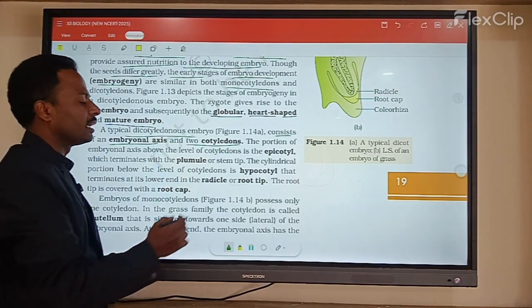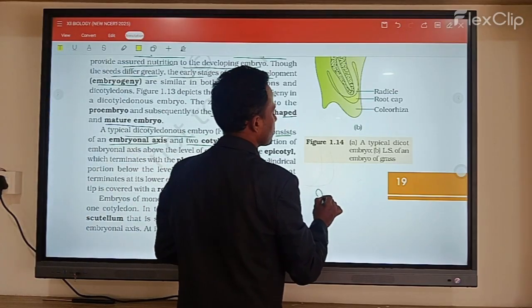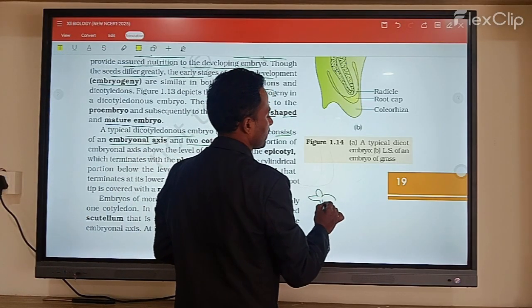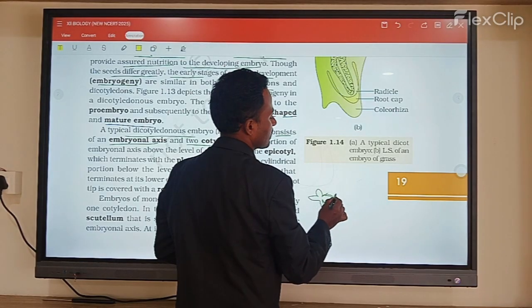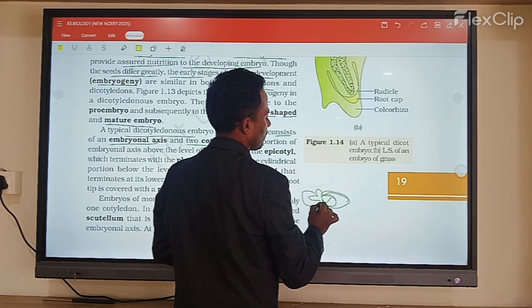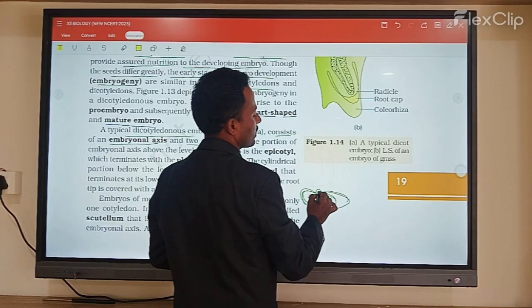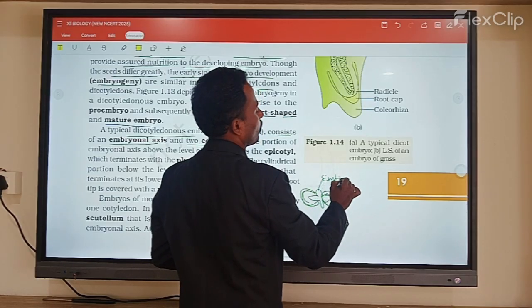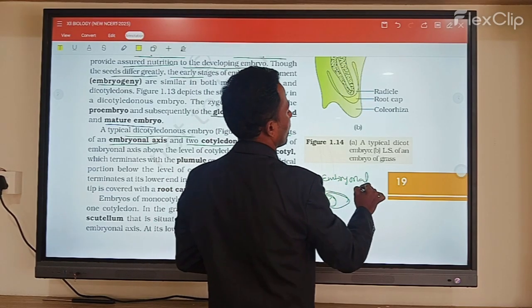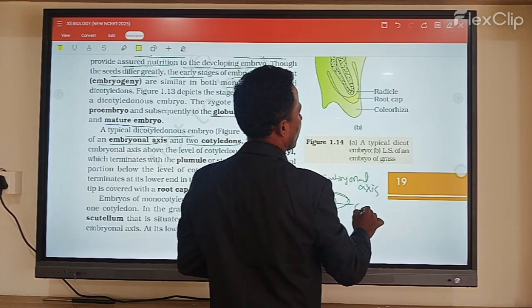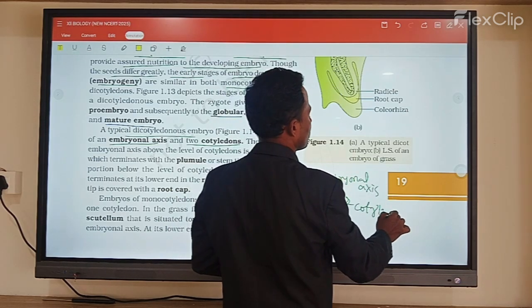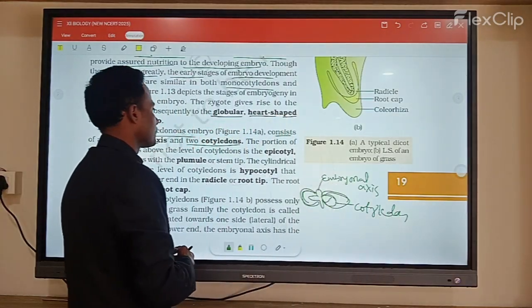Basically, when you observe a dicotyledon seed, it is composed of an embryonal axis and two cotyledons. See, these are the two cotyledons. This is the embryonal axis. These are the cotyledons.